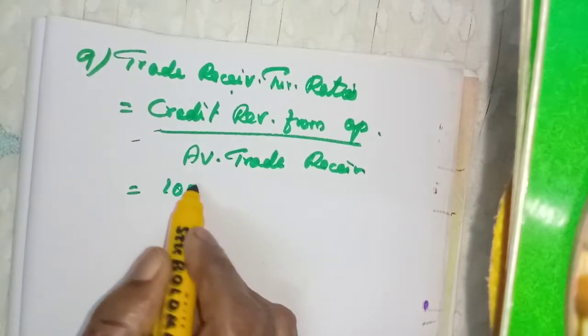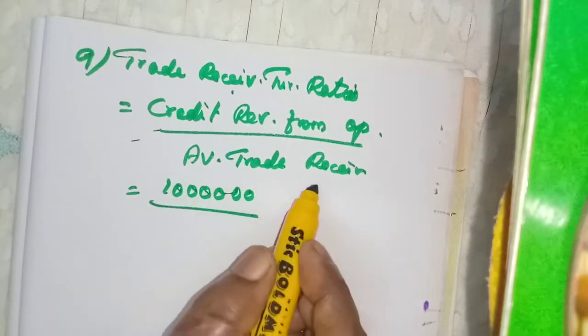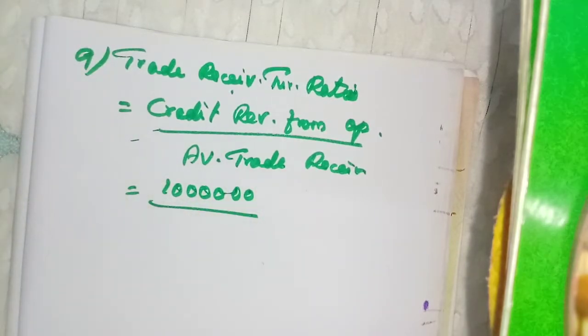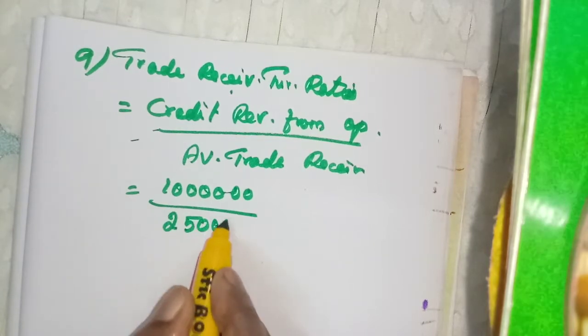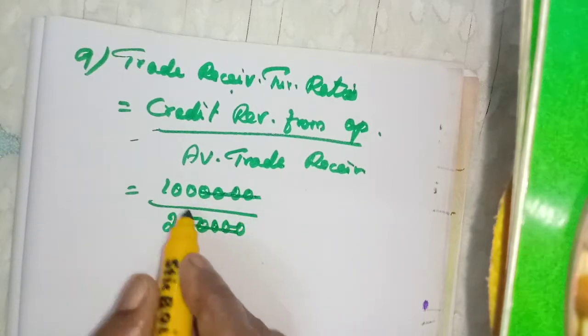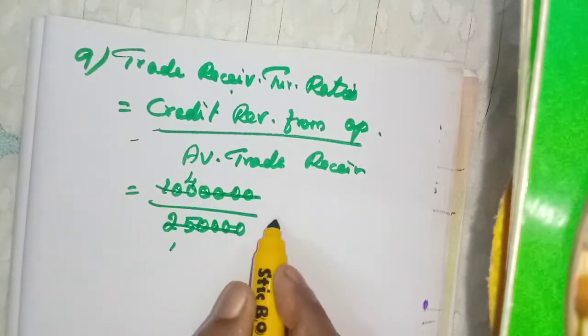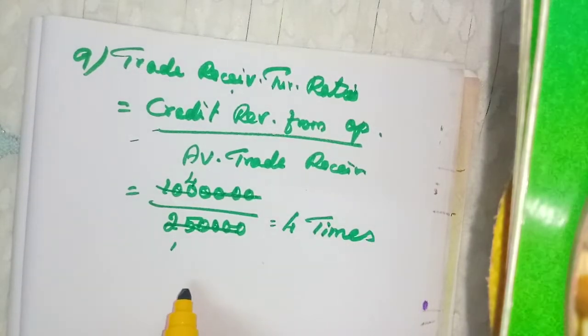Here credit revenue from operation, how much is given? 10 lakh. Then average trade receivable: here they have given debtors and bills receivable at the end, only closing given. So we can add and take here 1,10,000 and 1,40,000, so it is 2,50,000. That gives 4 times.